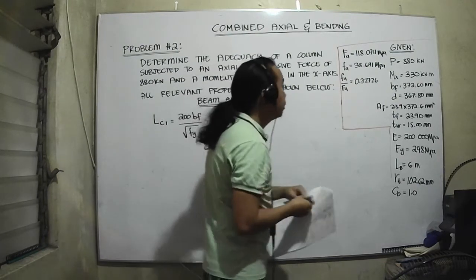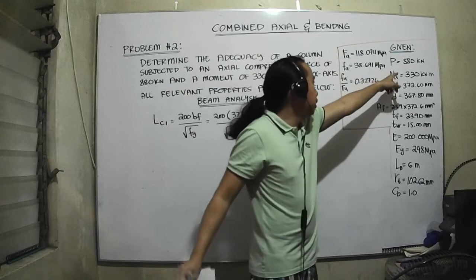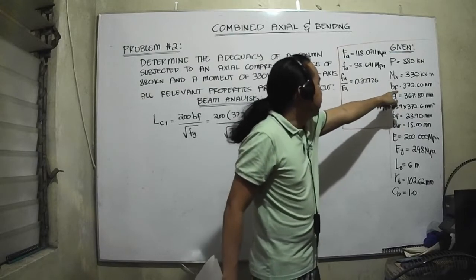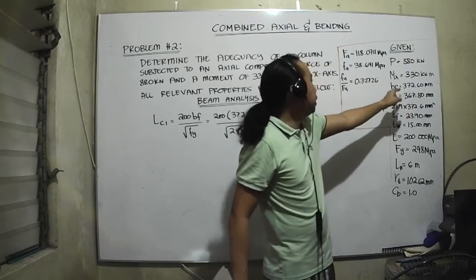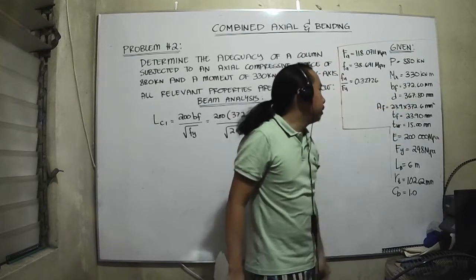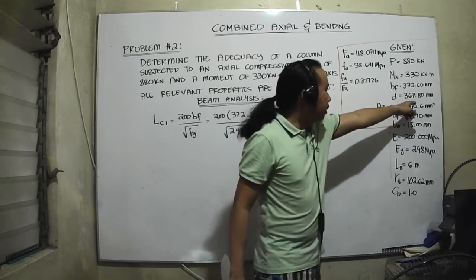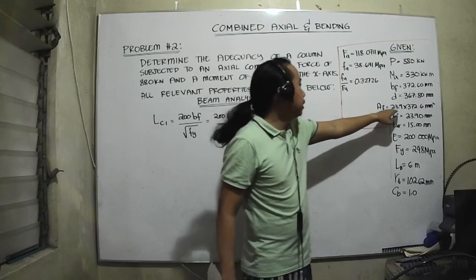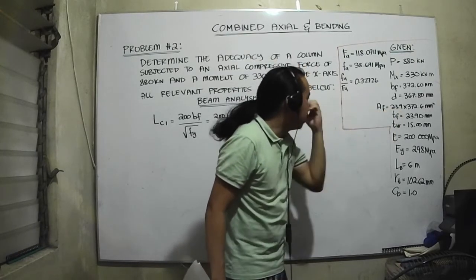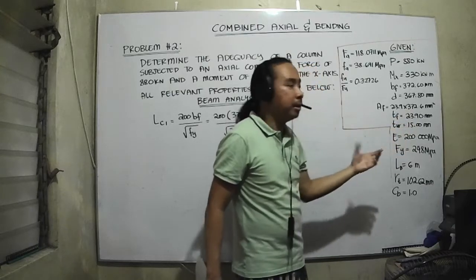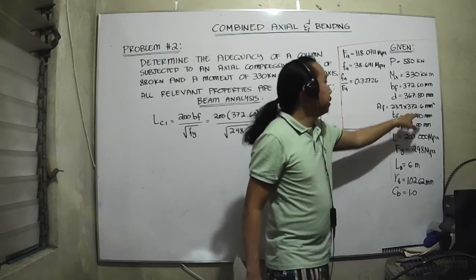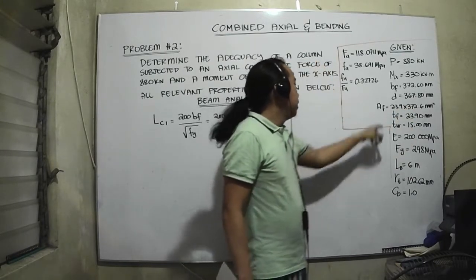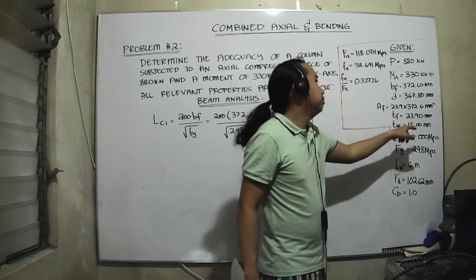By the way, let me run through the data. Force is equal to 880 kilonewtons. Moment is 330 kilonewton meter. bf is 372.60 millimeters. d is equal to 367.80 millimeters. Area of flange, this is our Af, that is 23.9, the thickness of our flange, multiplied by its width, bf 372.6. tf is equal to 23.90 millimeters.